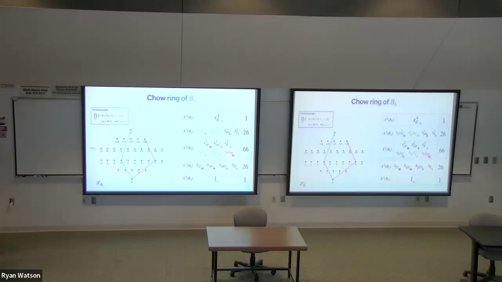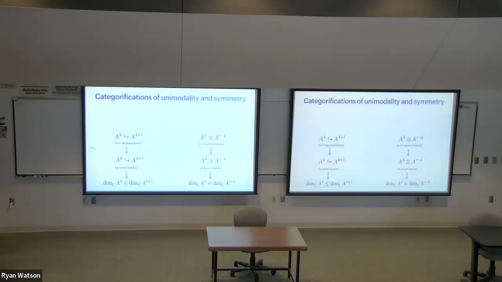Okay, so as we said, these dimensions form symmetric and unimodal sequences. This is also proven to be true for them as vector spaces. It's a consequence of the Kähler package, and this is all consequences of the Kähler package. This is also true for these as G-representations.